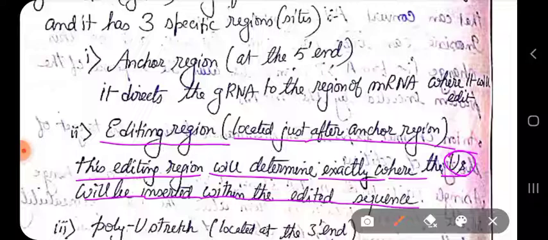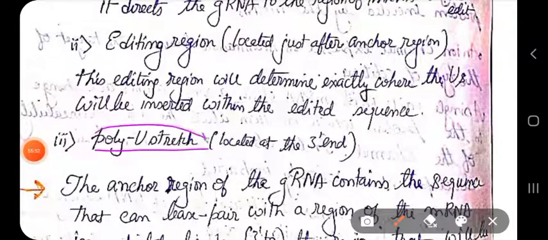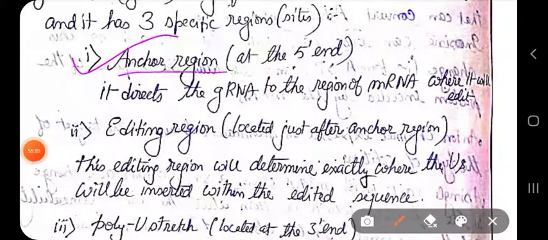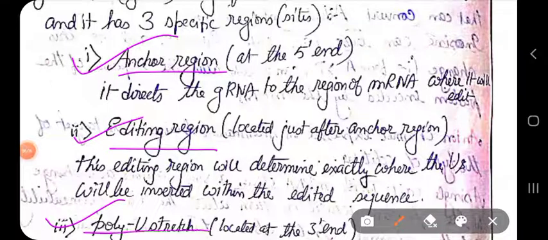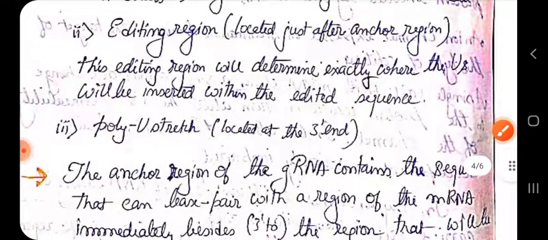within the edited sequence. And lastly, within the guide RNA, there is a poly U stretch, multiple uridine residues at the 3' end. So guide RNA has three important regions: the anchor region, the editing region, and the poly U stretch. The anchor region holds the guide RNA with the mRNA at the specific site to be edited. The editing region determines exactly where the U has to be inserted within the edited sequence of mRNA, and the poly U stretch is the multiple uridine residues found within the guide RNA.